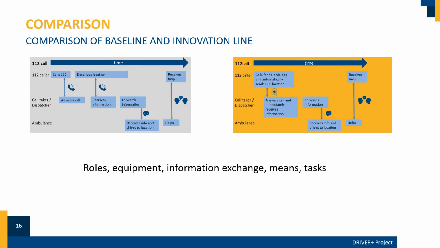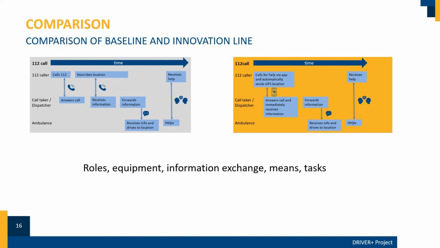So, what has changed? In order to answer this question, you need to compare the baseline and the innovation line. Okay, let us go through it step by step. The roles stayed the same. We still have the 112 caller, the dispatcher, and the ambulance. The equipment has changed. Where there was only a phone, there is now an app. The information exchanges stayed the same. Still, it is mainly about location. Other important information, like the name and age, could also be stored in the app and automatically be sent. The means of information exchange changed. The phone is being replaced by the app.